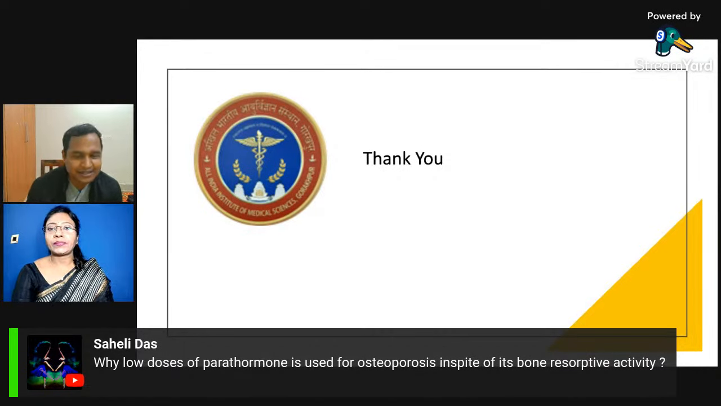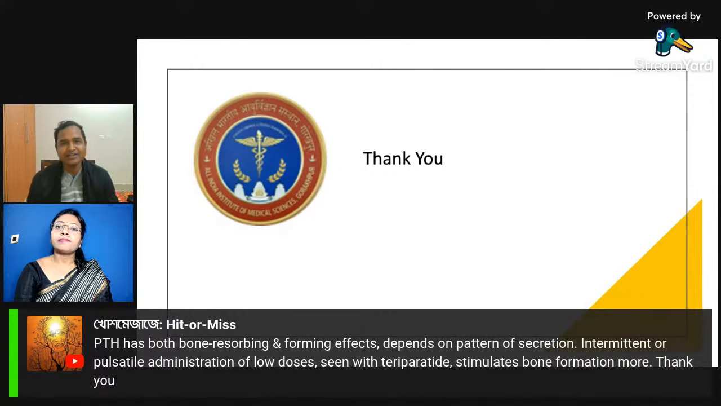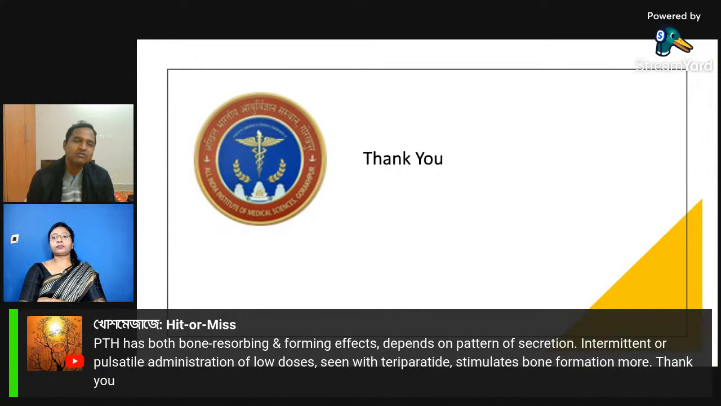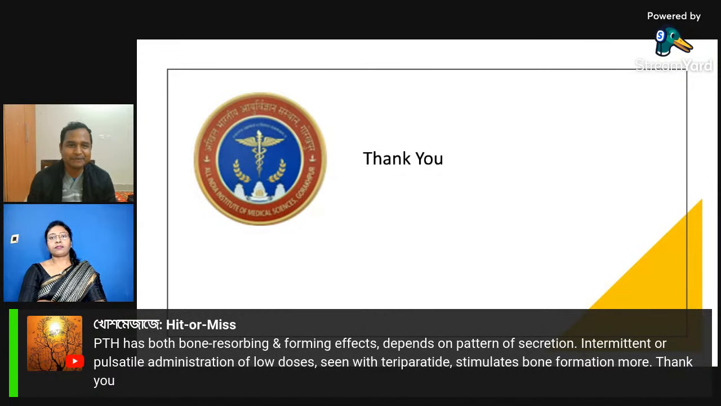Osteoporosis is a disease where bones are somehow deranged. Now, low dose of parathyroid hormone has a role in maintaining calcium homeostasis. So in osteoporosis, if calcium homeostasis is maintained properly, that will be beneficial. But we cannot use low dose parathormone in all osteoporosis cases. It is a specific type of osteoporosis where calcium homeostasis is deranged that we can use low dose of parathormone, but it is a rare use. It is not a normal treatment in osteoporosis.